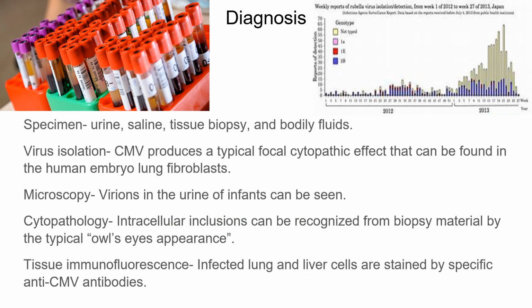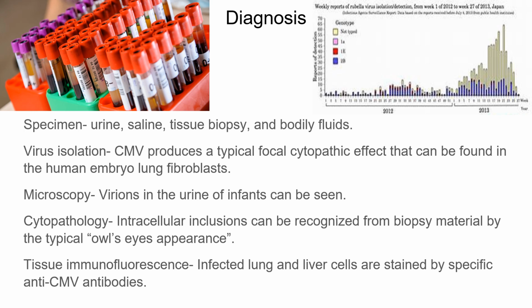CMV can be diagnosed in many ways, such as in specimens, which includes urine, saliva, tissue, biopsies, and bodily fluids. It can also be diagnosed using virus isolation, which is where the CMV produces a typical focal cytopathic effect that can be found in the human embryo lung fibroblasts. It can be found during microscopy, in which you can see virions in the urine of infants.